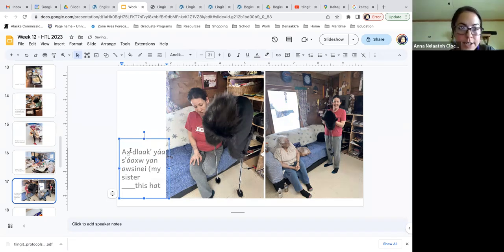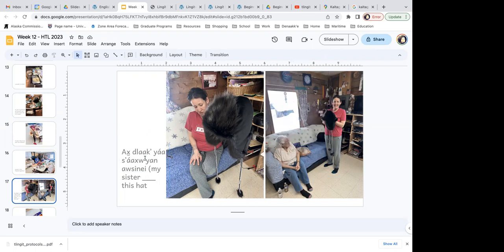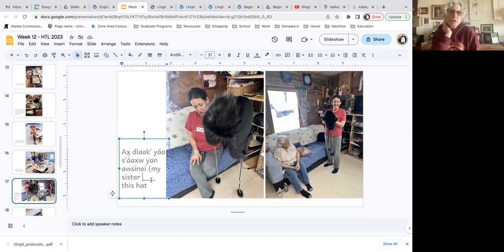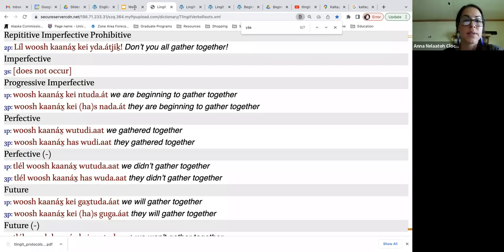My sister did something to this hat. She yun ausene'd it. What is that? Maybe. What's that? Sewing? Does it have to do with work? Yeah. So let's look at it.